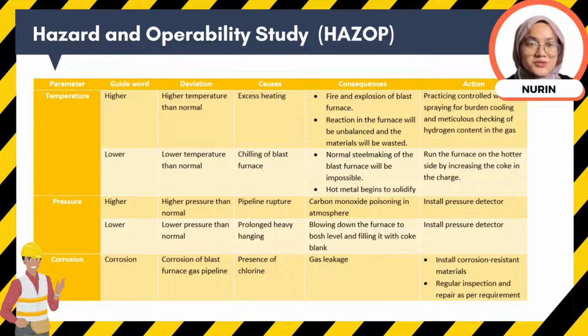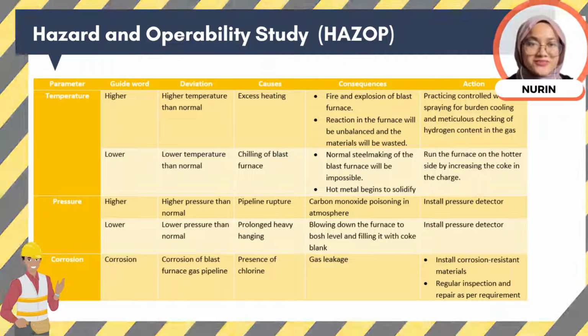Last but not least is corrosion. Corrosion of the blast furnace pipeline is due to the presence of chlorine such as hydrochloric acid during the process, which can cause gas leakage. Installing corrosion resistant materials and regular inspection and repair are the actions for this deviation.